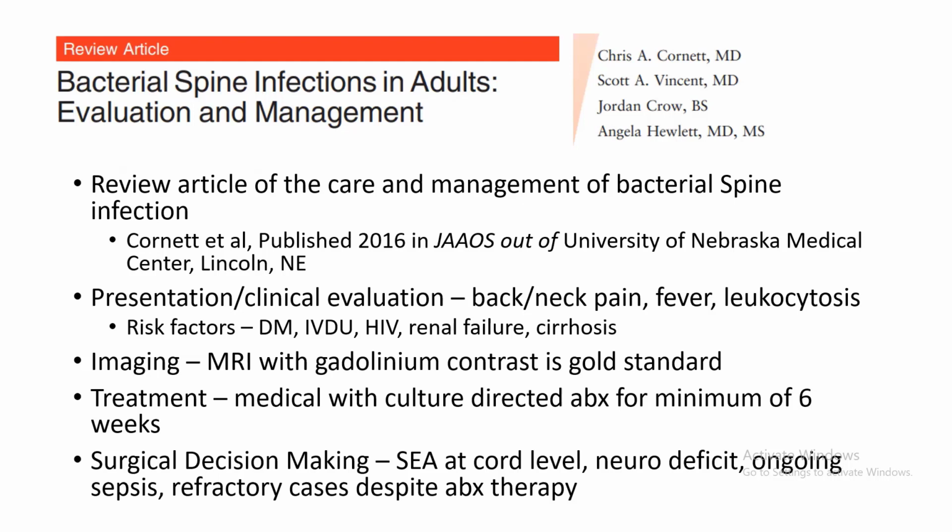So some of the things they mention obviously are presentation. The patient comes to your clinic or in the ER. How do you recognize a patient that has or is at risk for a native spine infection? So the triad that I keep in mind is back or neck pain, fever and leukocytosis or elevated inflammatory markers. And there's a patient population that has a higher risk for spinal infections, and that's patients with diabetes mellitus, IV drug use, HIV, renal failure, cirrhosis, things that would cause an immunocompromised state.